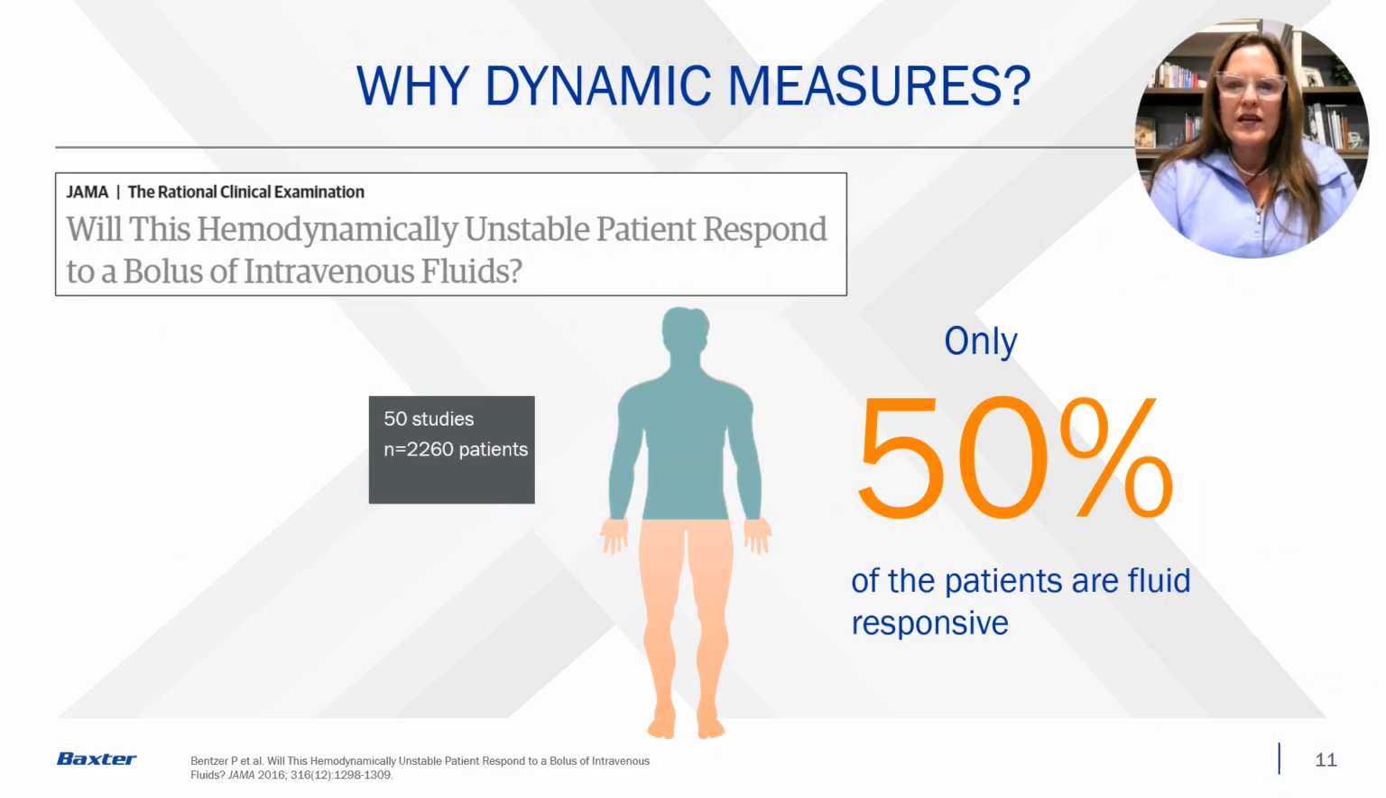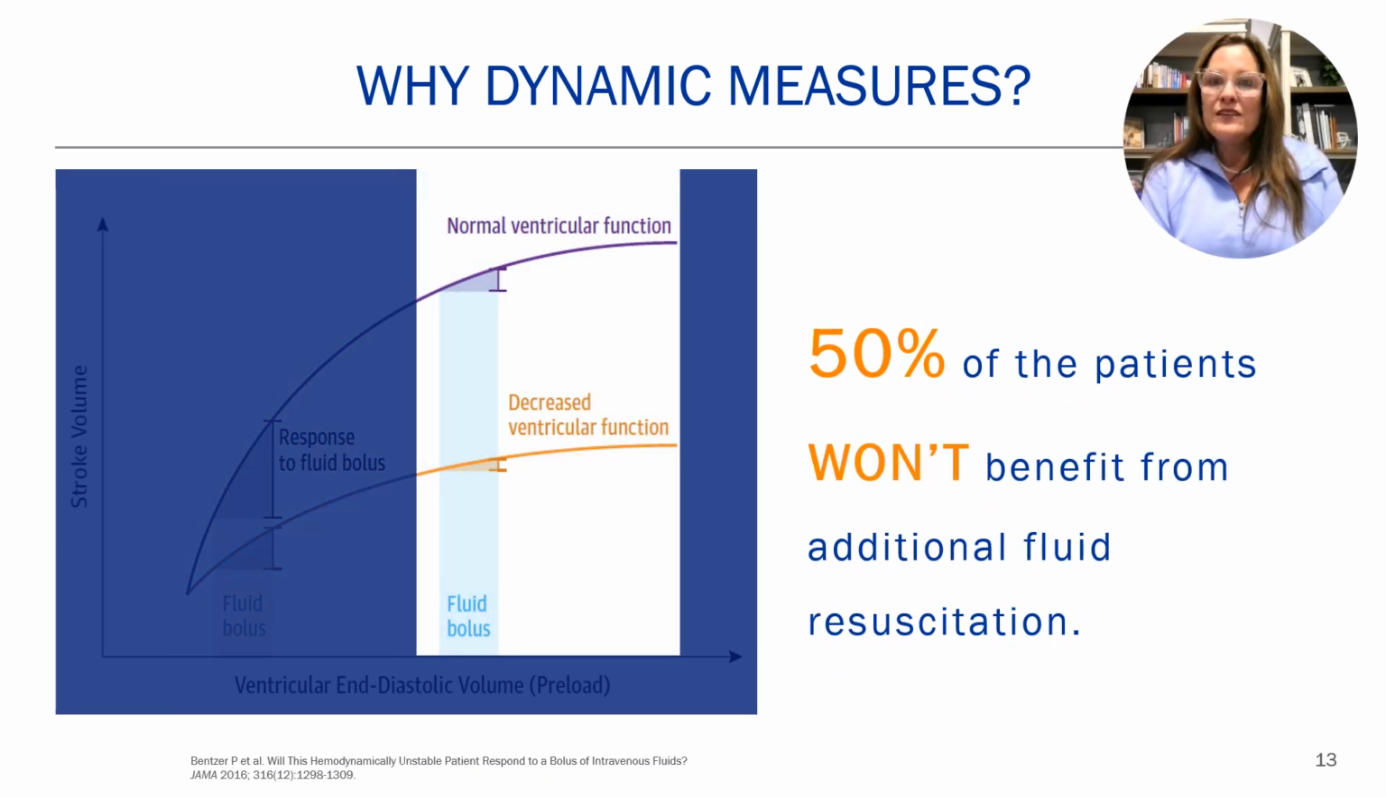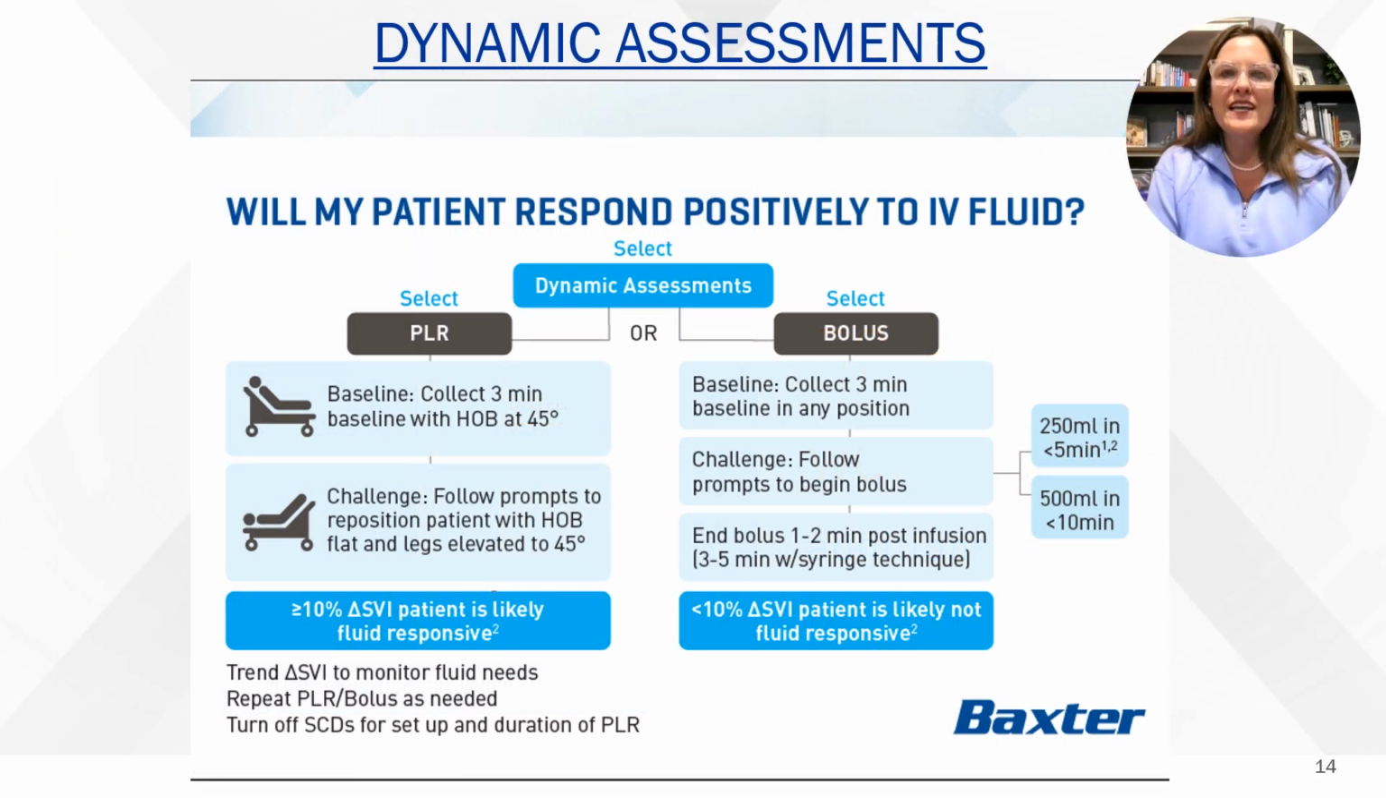So why dynamic measures? Well, we know based on evidence that only 50% of patients are fluid responsive. So what does that mean? That means that only 50% of the patients may benefit from additional fluid resuscitation, and 50% of the patients won't benefit from additional fluid resuscitation. So this is where dynamic assessments come in. We need to know if our patient will respond positively to IV fluid or not.